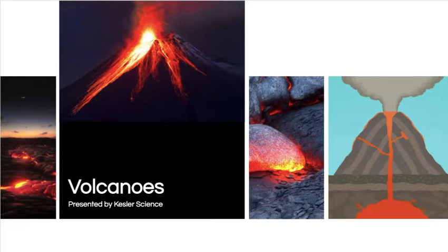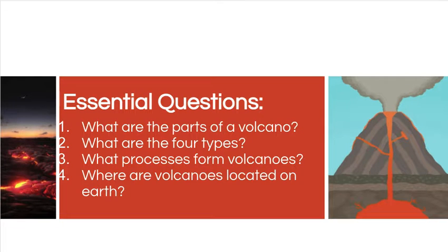All right, we're going to kick it off here by just looking at some of our objectives, or what we want to learn. We want to learn the parts of a volcano, the 4 different types of volcano, the processes that form volcanoes. I think you guys might know that one already. And then we also want to know where volcanoes are located on Earth.